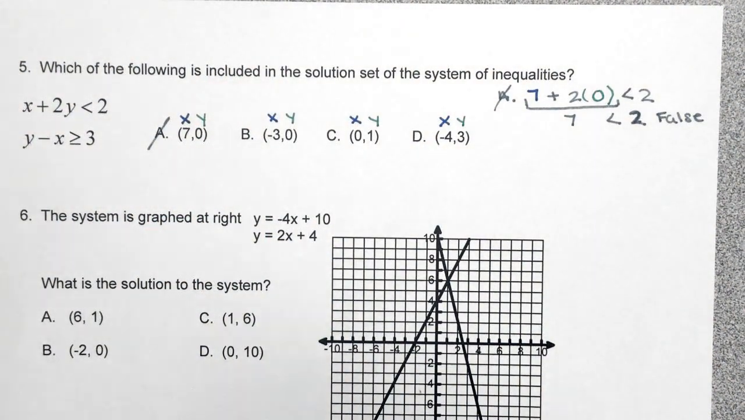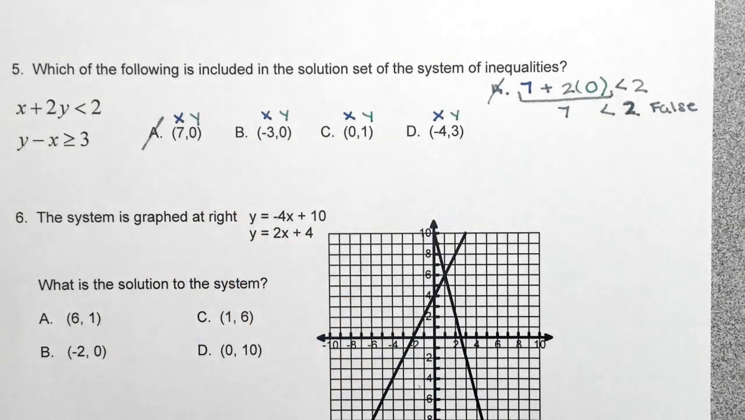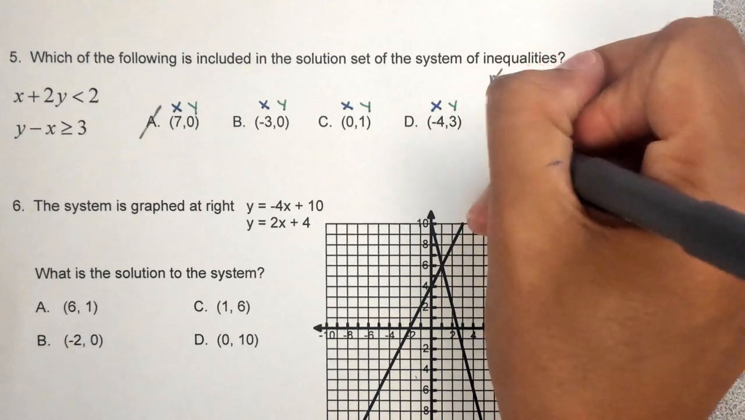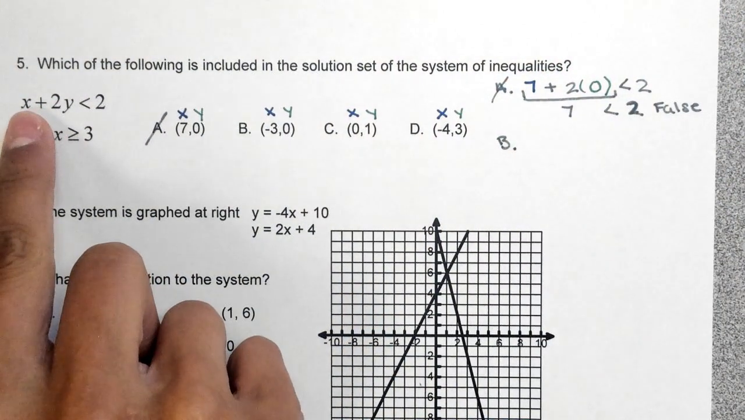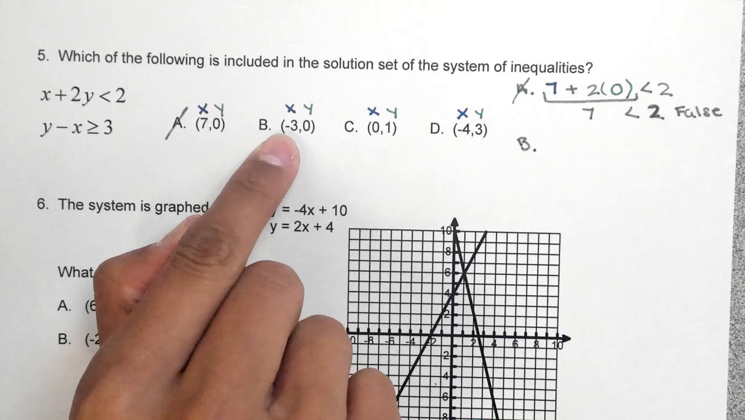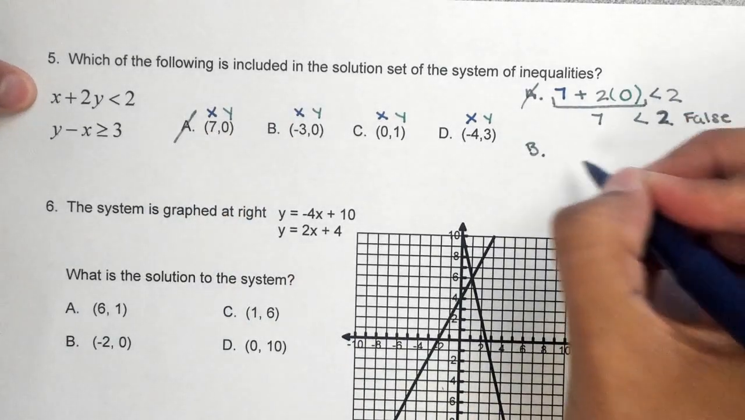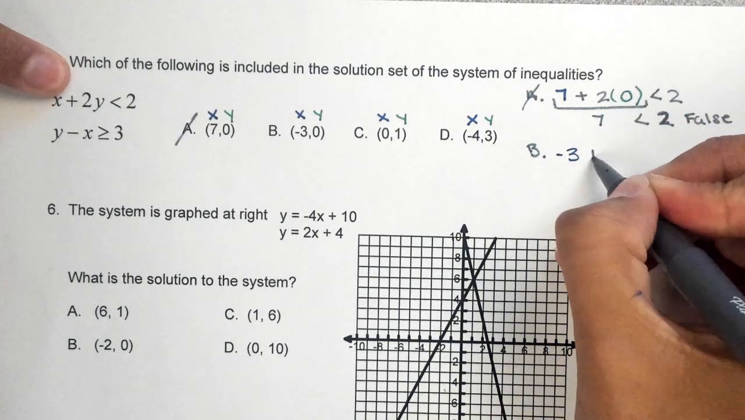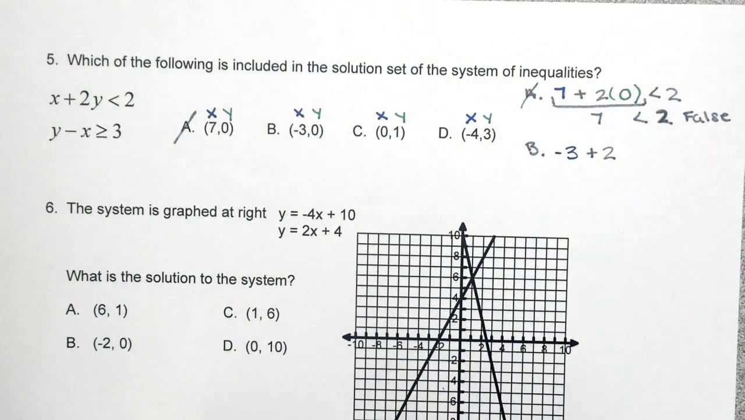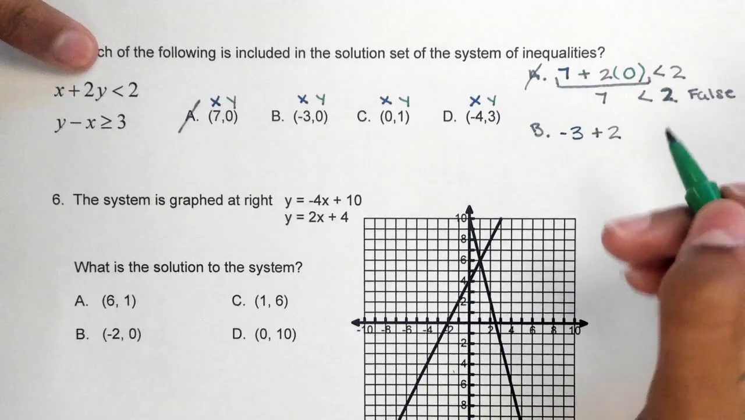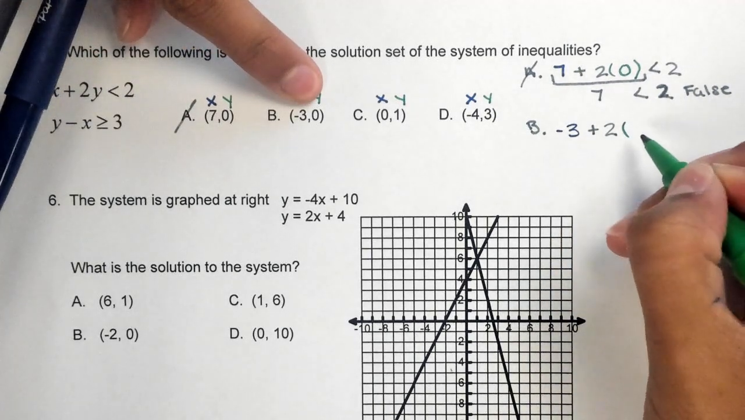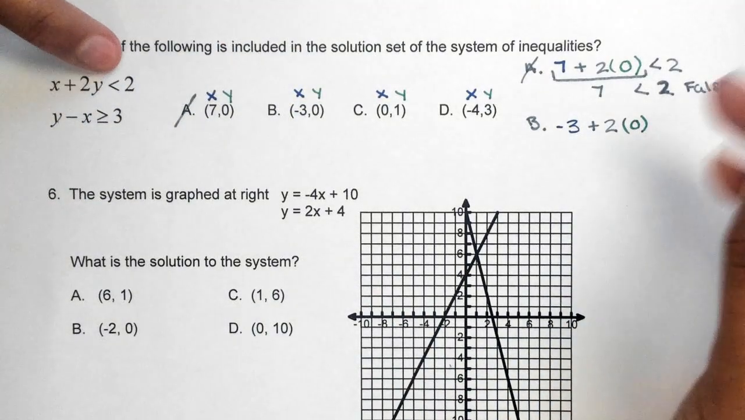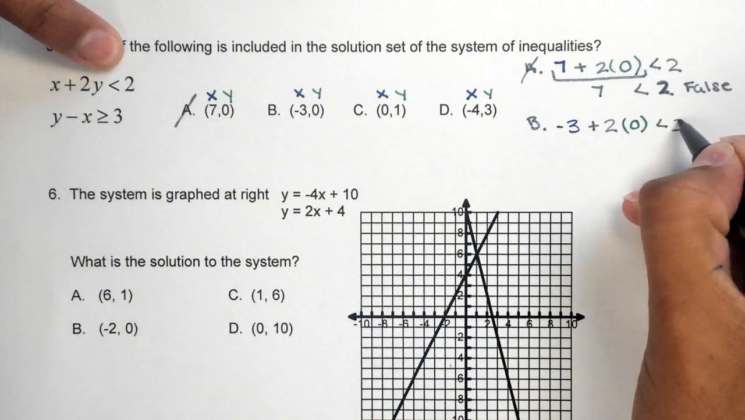So now we're going to try point B. Still taking the same inequalities, we're going to try answer choice B. We're starting off with X, but instead of X, this time we're going to plug in -3. So I have -3 plus 2y. But instead of y, we're going to plug in 0. And then I'm just going to finish writing the inequality is less than 2.